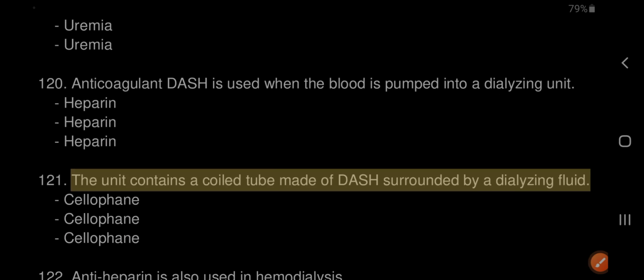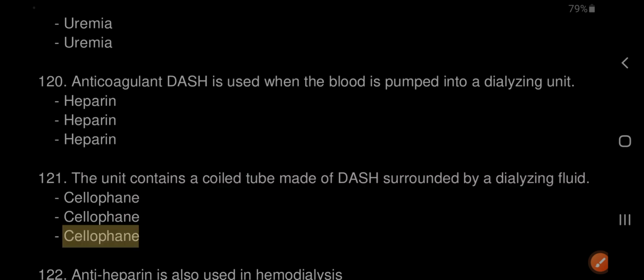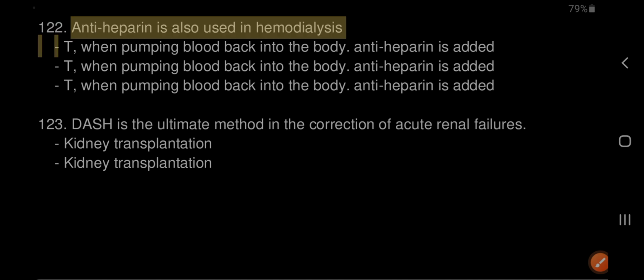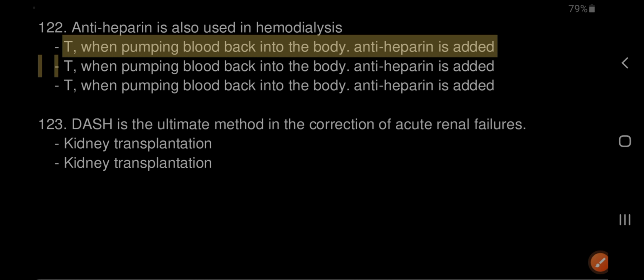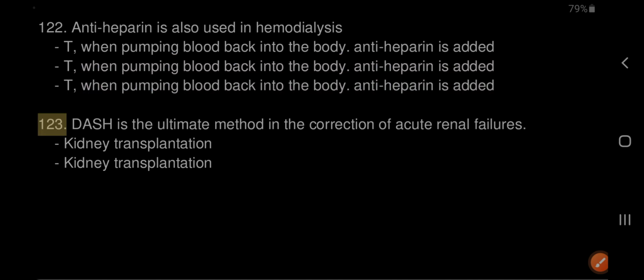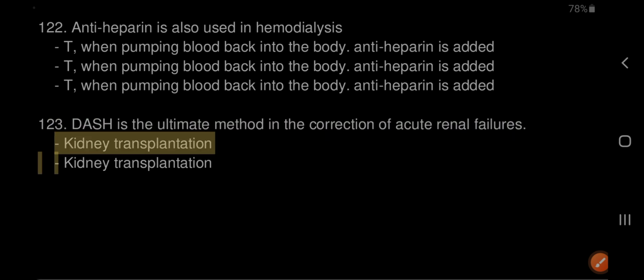121. The unit contains a coiled tube made of dash surrounded by a dialyzing fluid. Cellophane. 122. Antiheparin is also used in hemodialysis. True. When pumping blood back into the body, antiheparin is added. 123. Dash is the ultimate method in the correction of acute renal failures. Kidney transplantation.